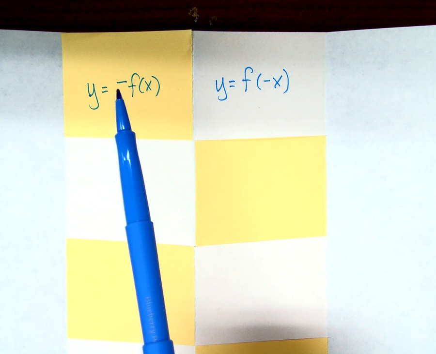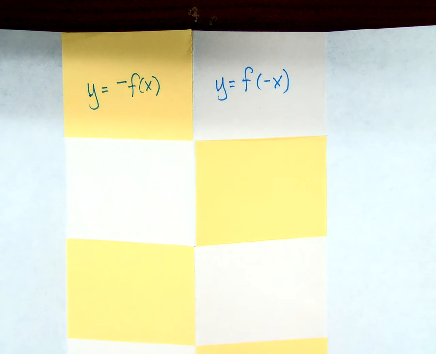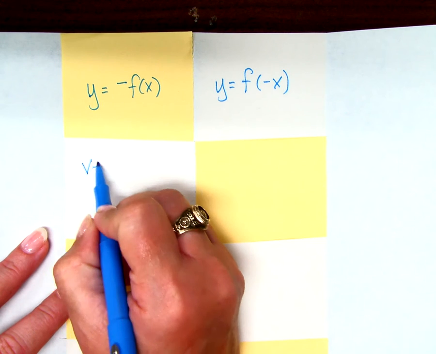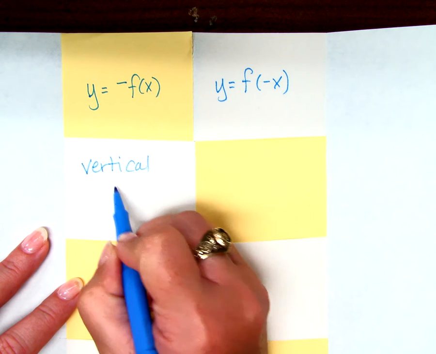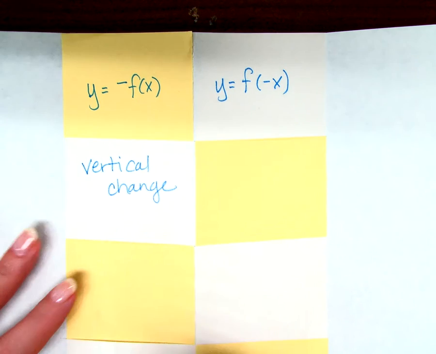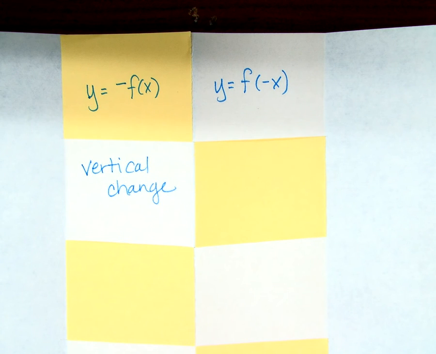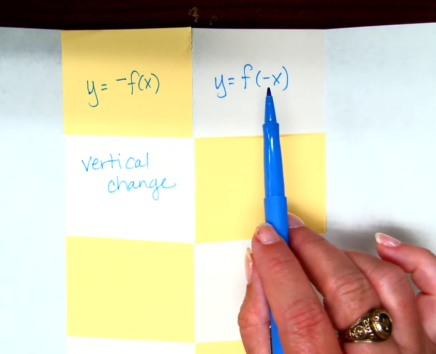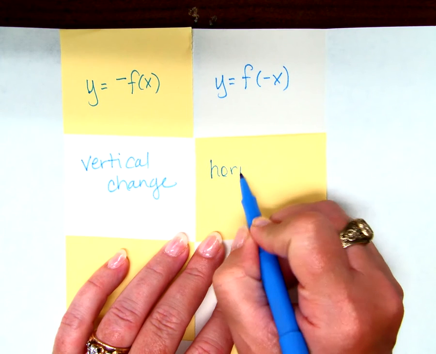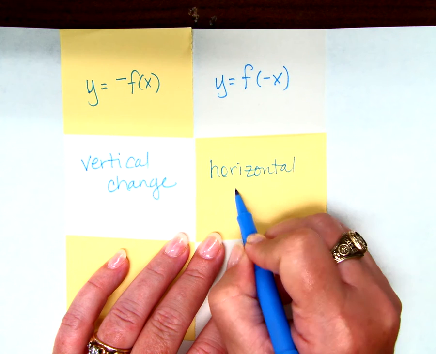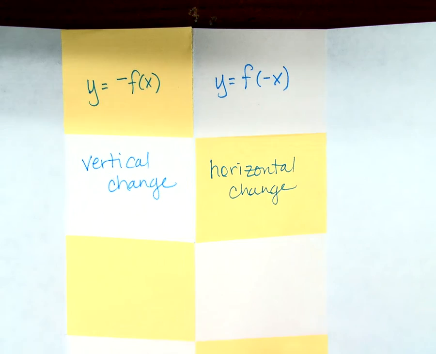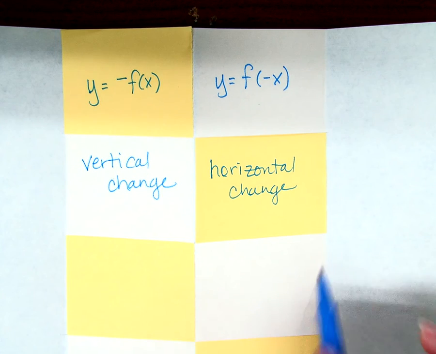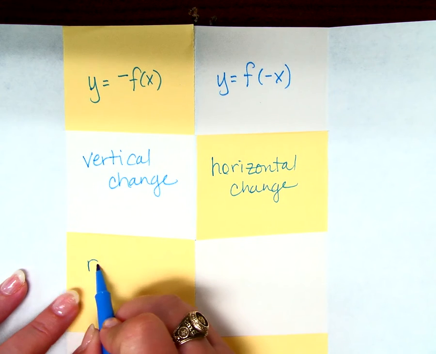Where is this one? Outside, right? If it's outside, that's going to cause a vertical change. Okay? Outside the function causes a vertical change. So, any ideas what happens when it's inside? Horizontal change. Now a negative sign causes a very specific type of change. Yes, it's vertical, yes, it's horizontal, but the type of change it causes is a reflection.